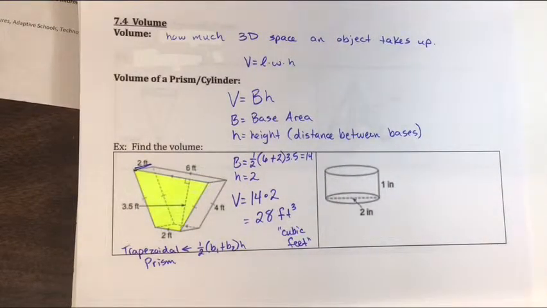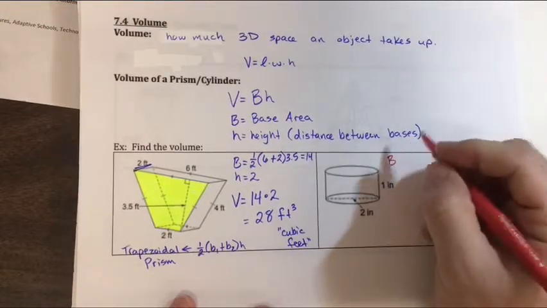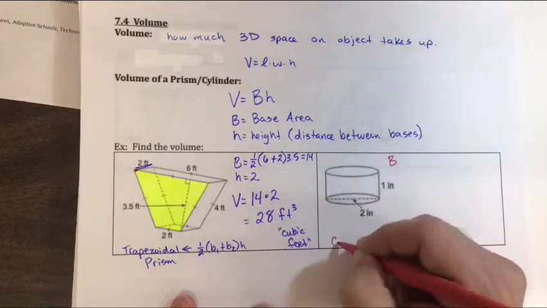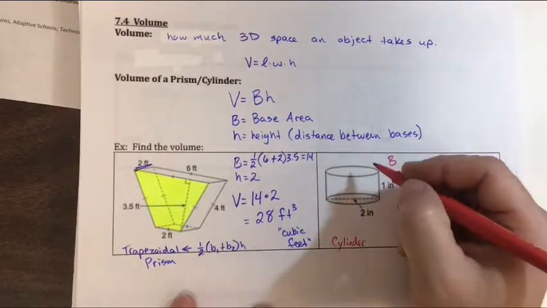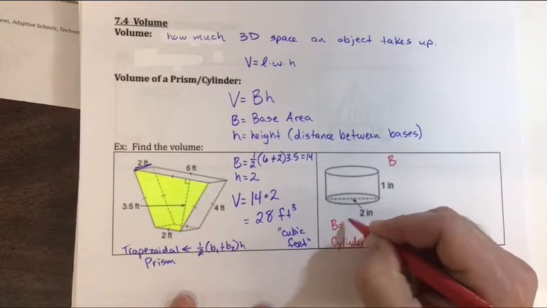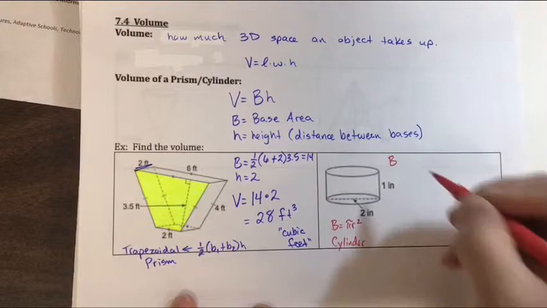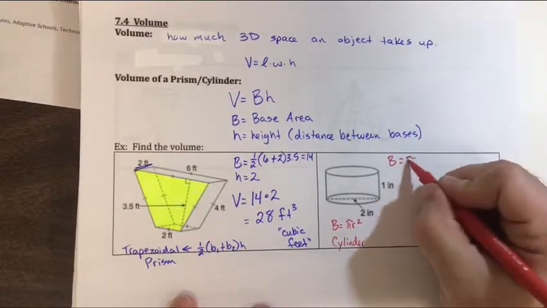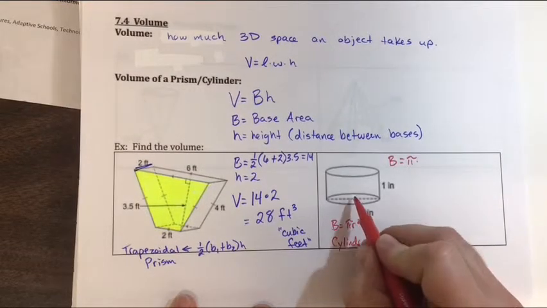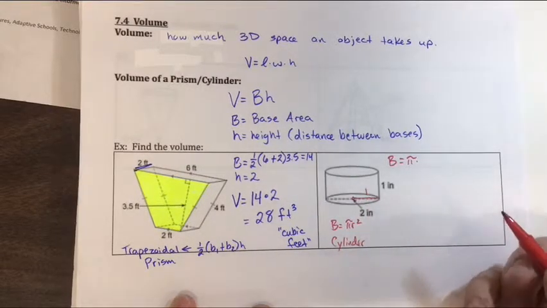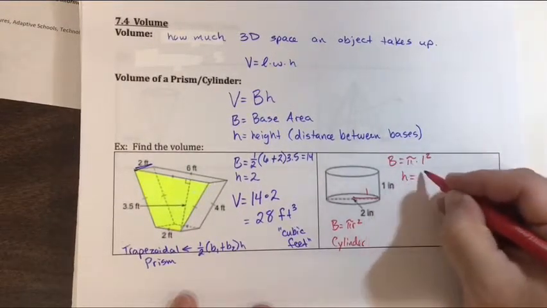Okay, so to find the volume of a cylinder, it's very much the same thing, but here our base area is a circle. Okay, so for the area of a circle, remember, that's B for base area, pi r squared. So this base area is pi times a radius of 1 inch. If the diameter is 2 inches, the radius is 1 inch. So 1 inch squared. And the height of this cylinder is just 1 inch.